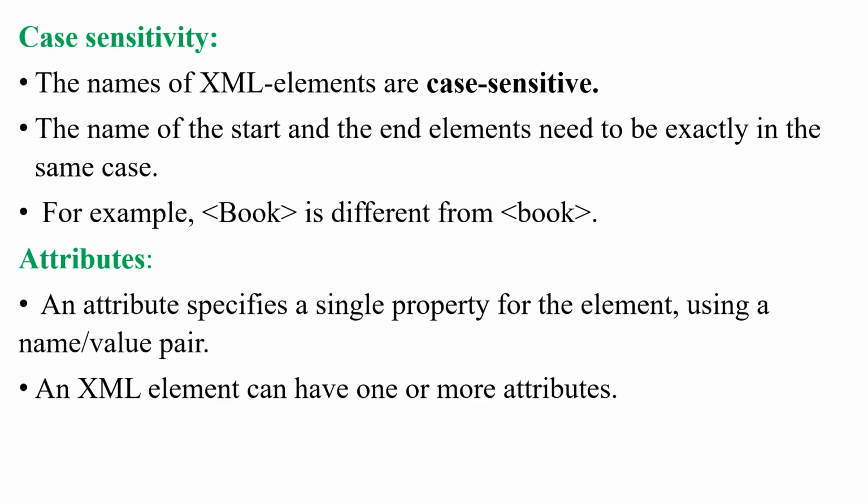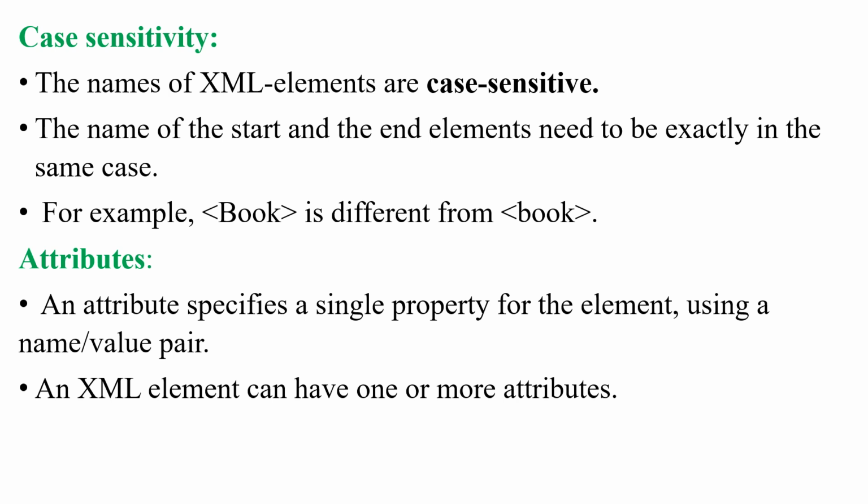The next one is case sensitive. All the XML elements or tags should be case sensitive. If the user opens a tag with capital letters, it must end with a capital. The names of the start and the end element need to be exactly the same case. Here an example is given. In Book, the B is a capital, but when the user closes it with a small b, it is treated as a different tag. It is mismatched.